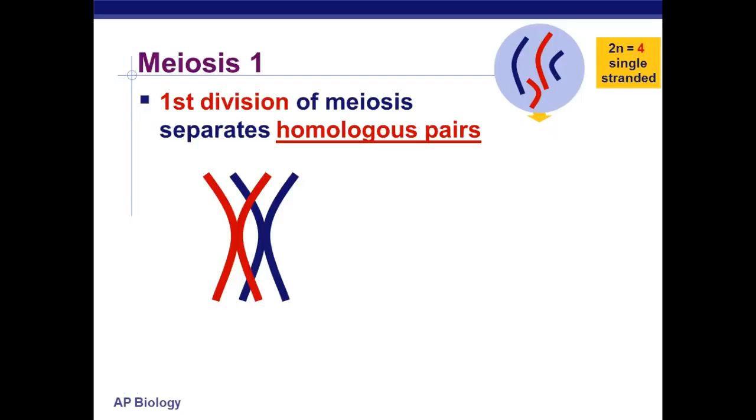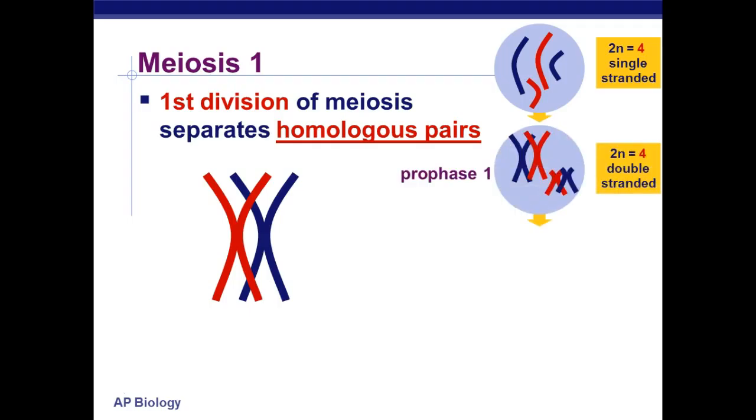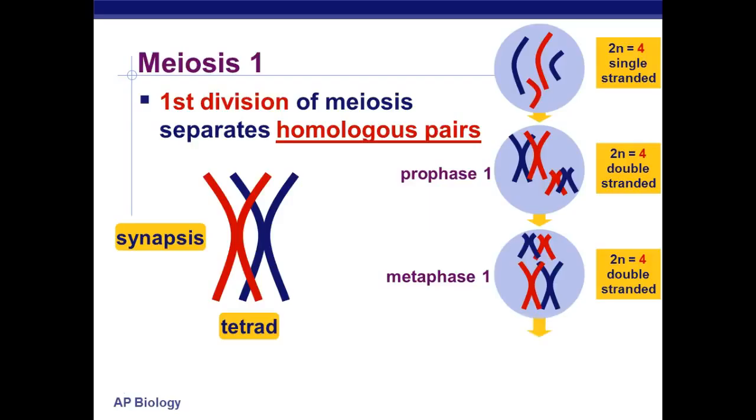First of all, we got to realize the goal of meiosis 1 is to separate homologous pairs of chromosomes, pairs that contain the same genes and are the same size. Each of these homologous pairs will form what's called a tetrad. Basically, they will sort of line up next to each other and overlap in prophase 1. That overlap is called a synapsis. When they're finished with prophase 1, each pair lines up along the midline of the cell. They line up along the equator in metaphase 1.